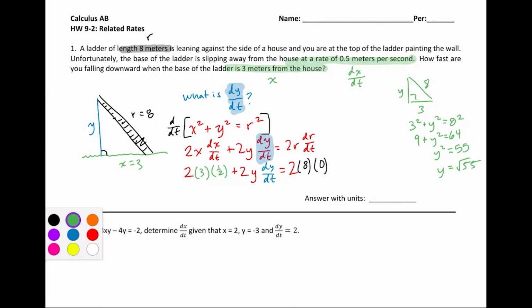Now, algebraically, yeah, you'd put plus or minus here. But because this number is intended to represent the height that the ladder is off the ground, it doesn't really make sense for that number to be negative. So now I'm going to go back and fill in that number for y.